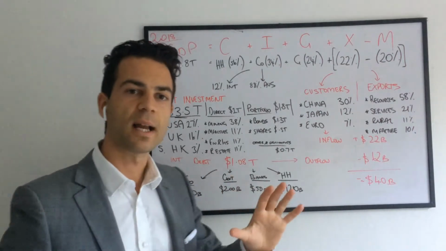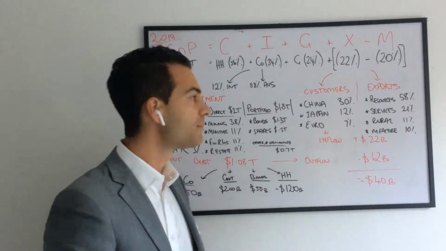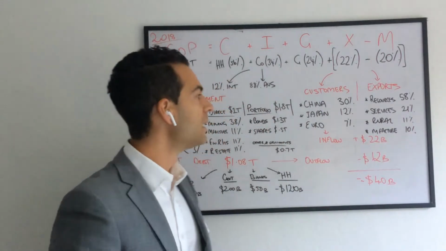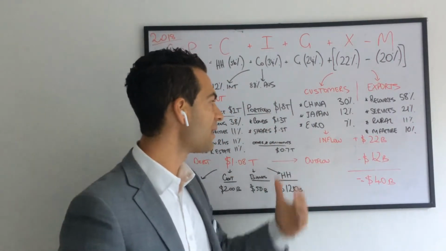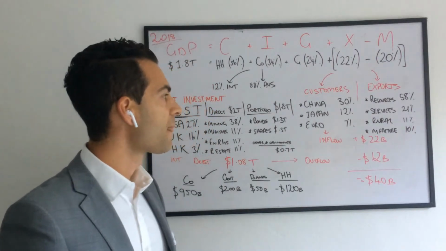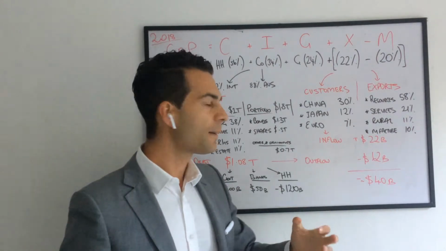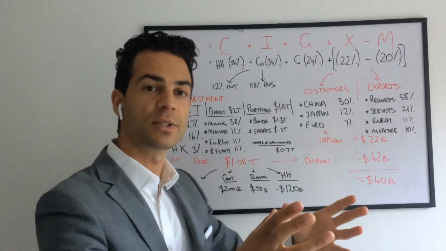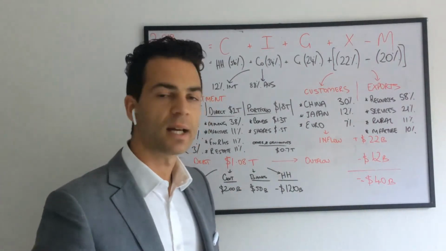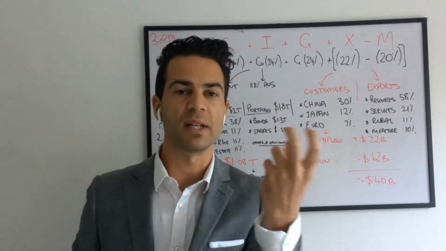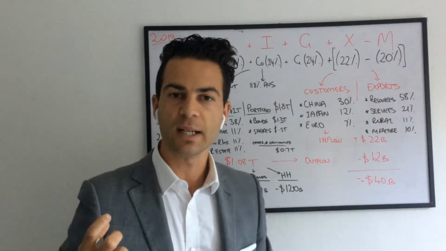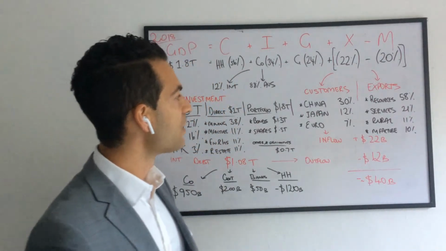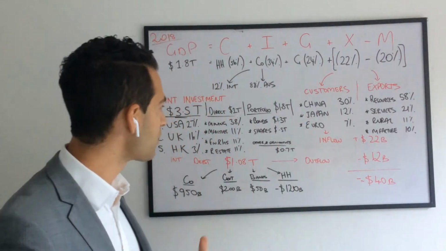Now, we've spoken about the investments. Let's talk about our customers and our exports. In the exports, our biggest customer is China, our second is Japan, and our third is Europe. In terms of what we're exporting, a big portion is resources. 58% of all our exports are resources and 21% are services. You can think about people that come over here for education or they come and travel here. They're our services that we're exporting overseas. Now, China, 30%, and we talk about resources.